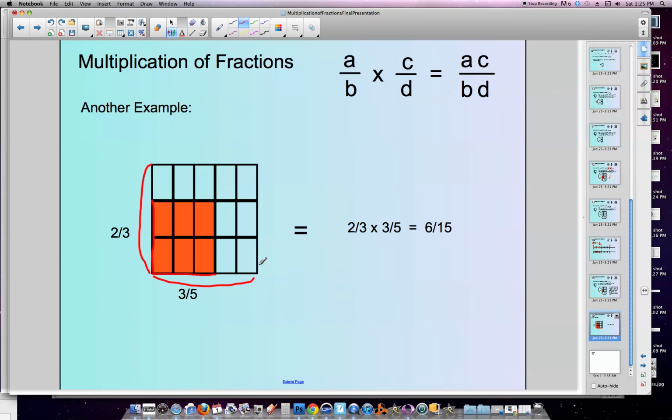And the question is, how many segments are we now dividing that unit square into? Well, 5, 10, 15. We're dividing it into 15 segments. So our unit 1 has been subdivided into 15 segments. Now, how many of them make up the area of this rectangle whose length is 2/3 and width is 3/5? Well, there's 6 of them: 1, 2, 3, 4, 5, 6. So 6 of those 15 segments is 2/3 times 3/5.